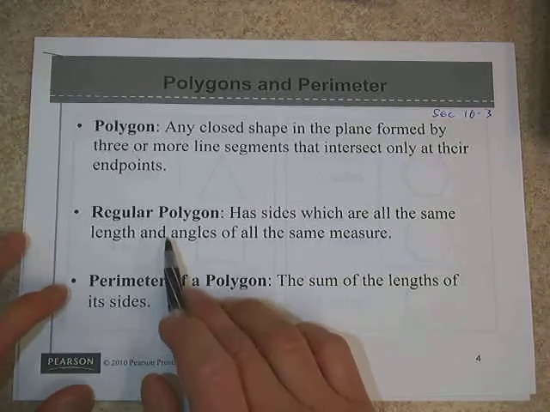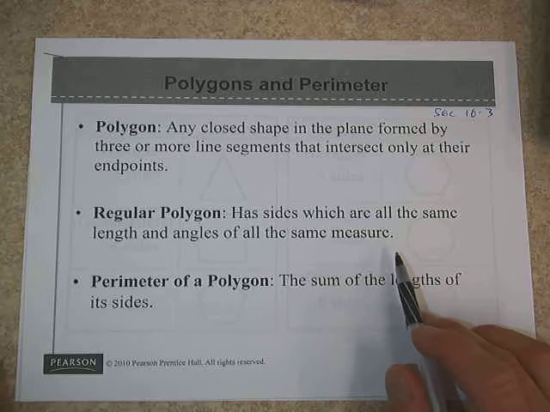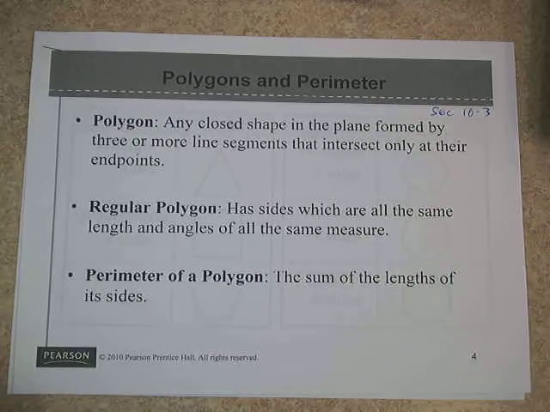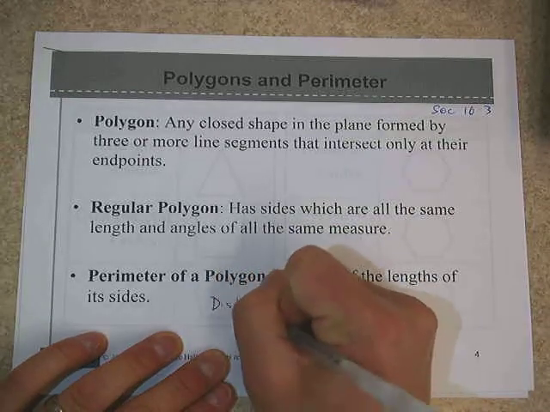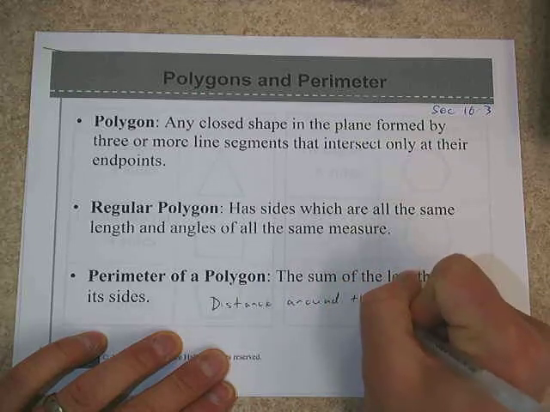But ultimately there's a couple of other things here. A regular polygon is one that has all side lengths and all angles the same measure. And the perimeter of a polygon is just the sum of the lengths of its sides. Okay, or also we could consider it the distance around the outside.